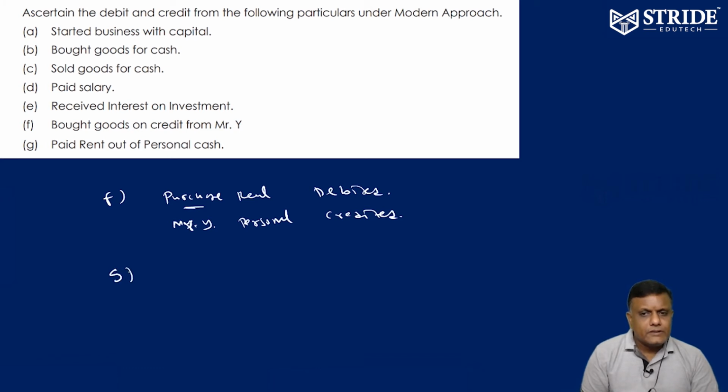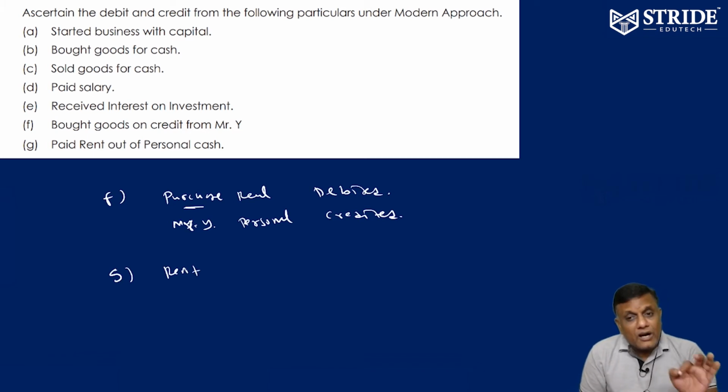So G. Paid rent out of personal cash. Generally there are two elements involved. Once we are paying rent out of cash from the office, then rent and cash are involved. Here we are not taking the cash from the office. It is from my pocket, purely personal. Whatever comes out of my pocket to the business is capital.